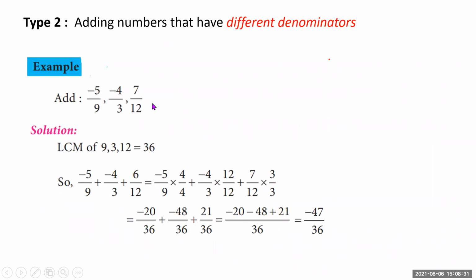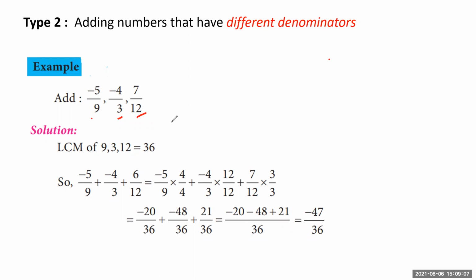Another type could be adding numbers that have different denominators. In the last example, we saw the denominator is the same. In this case, we have different denominators. An example is something like this: -5 by 9, -4 by 3, 7 by 12. What you see is all these denominators are different: 9, 3, 12 like that.